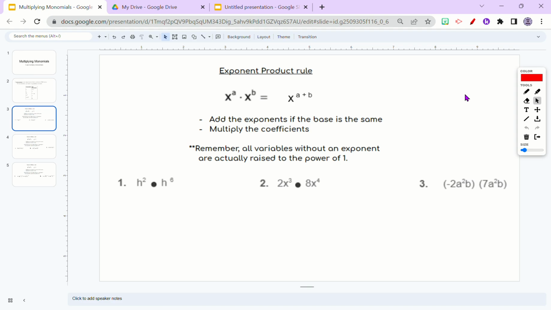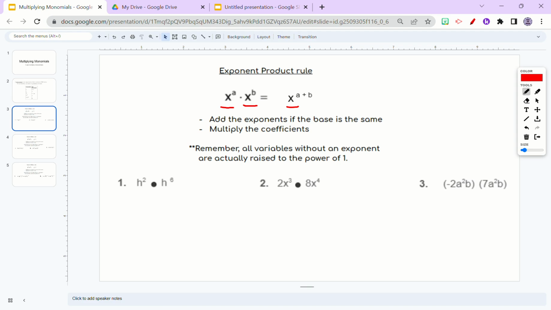So I'm going to go right into the exponent product rule. The exponent product rule is basically you keep the base and you add the exponents. That's all. So our base here in this first example question is x, right? We have x's as our bases, so we're going to put x as our answer, and then the exponents just get added together. So it'd be a plus b.